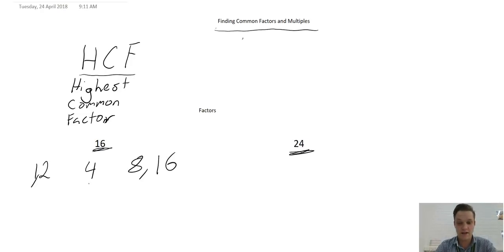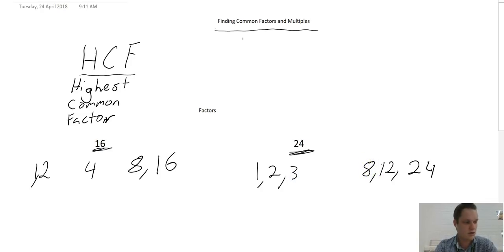Now I want to do the factors for 24. So let's start off again by doing 1 and 24. Then we can halve it, so we can go to 12 and 2. We can go to 3 and 8. And then we can go to 4 times 6. We can't do 5 because it wouldn't work out to anything. So they're all my factors for 24.